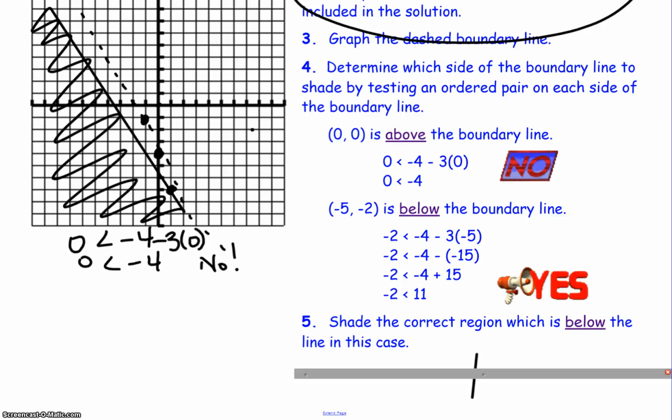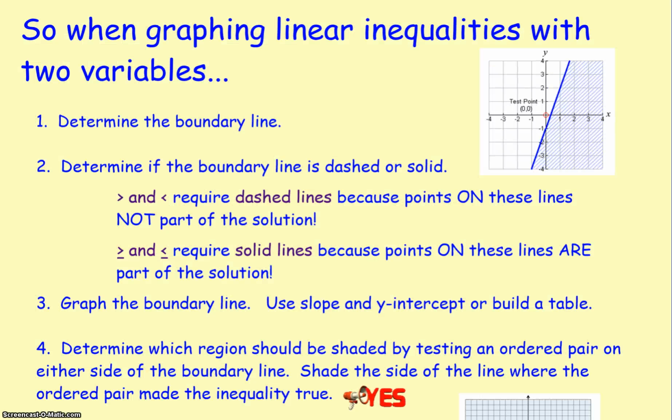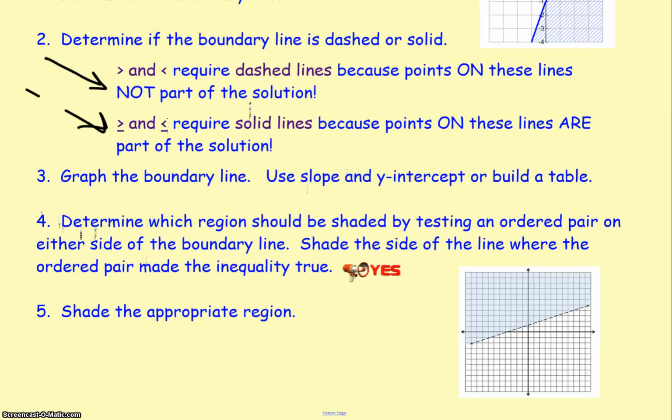So let's recap the rules. When graphing linear inequalities with two variables, determine the boundary line. Determine if the boundary line is dashed or solid. And here are the rules. Graph the boundary line. Use slope and y-intercept or build a table. Determine which region should be shaded by testing an ordered pair on either side of the boundary line. Shade the side of the line where the ordered pair made the inequality true, and shade the appropriate region.